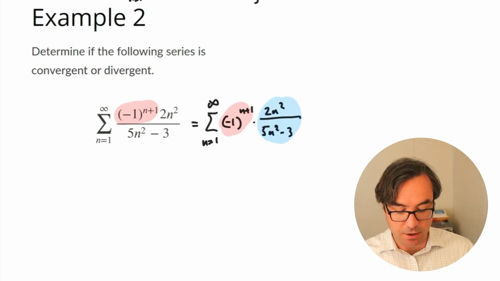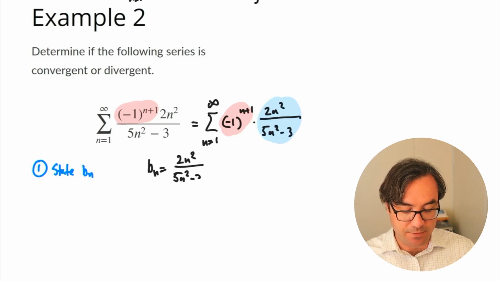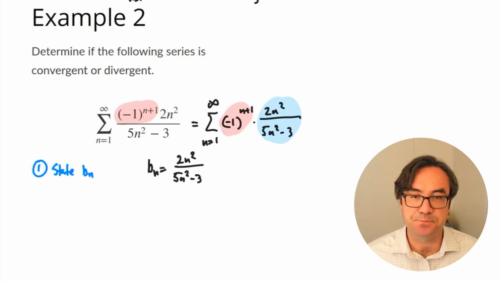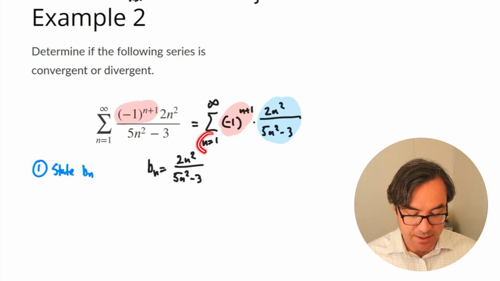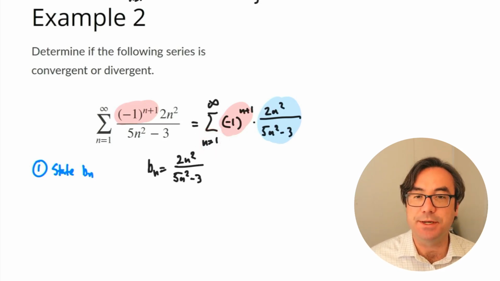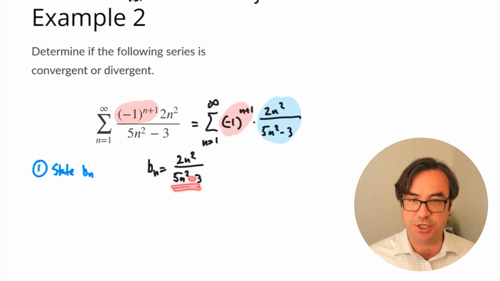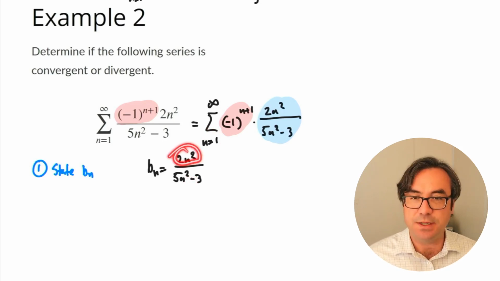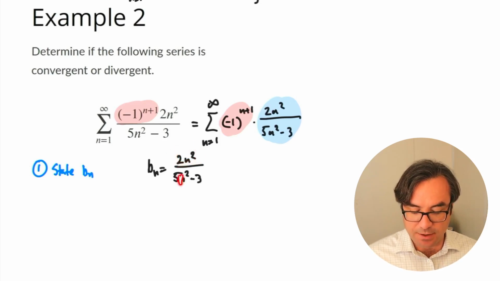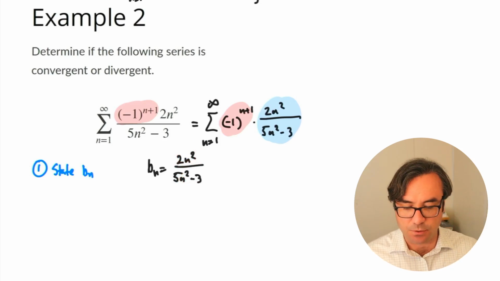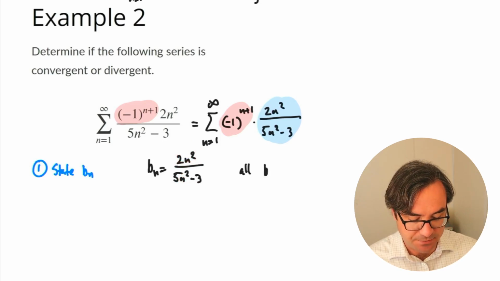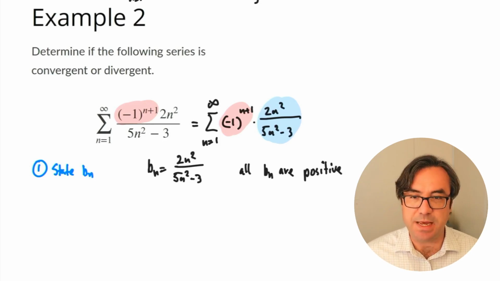To get our alternating series test going, we just want to start by stating b_n. So b_n in this case is 2n squared over 5n squared minus 3. And n here is starting at 1 and going to infinity. So there is some subtraction here in our denominator. 2n squared is always positive, but when n is 1, that 5n squared is already bigger than 3, so we're okay. So all these terms are positive. Okay, so we state b_n.